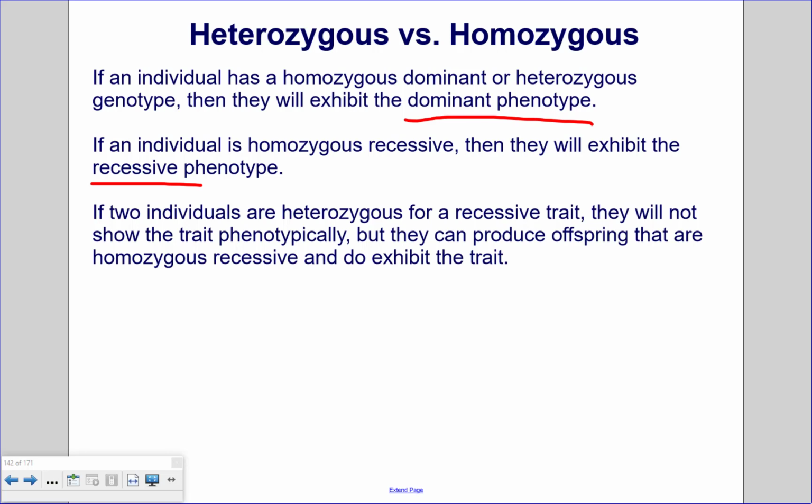If two individuals are heterozygous for a recessive trait, they will not show the trait phenotypically, but they can produce offspring that are homozygous recessive and do exhibit the trait. If some of the offspring just happen to not receive the dominant allele, they just receive one recessive allele from each parent, the offspring could exhibit that recessive trait.